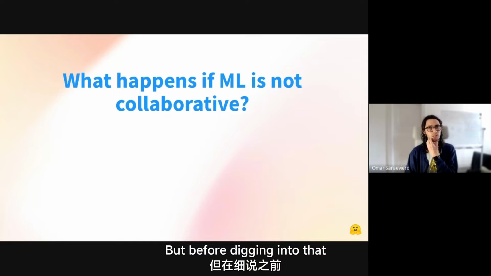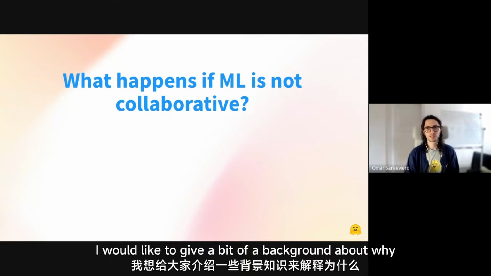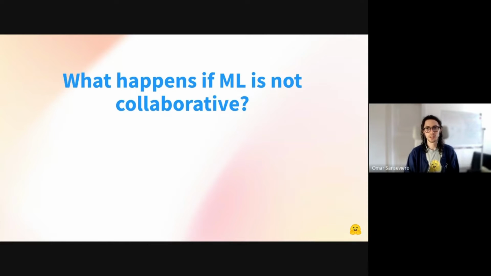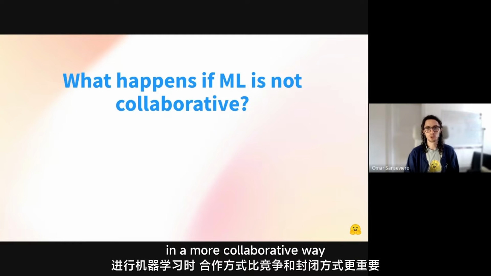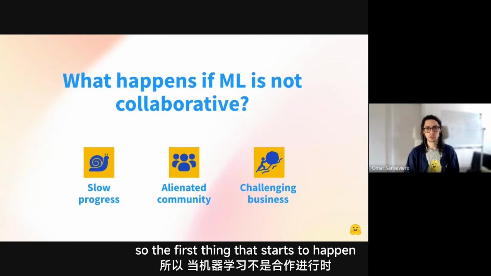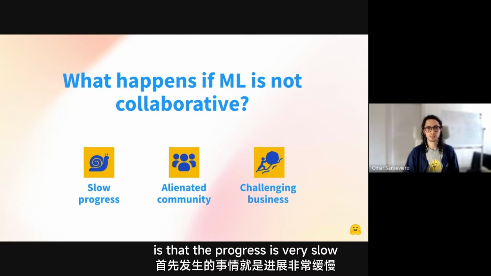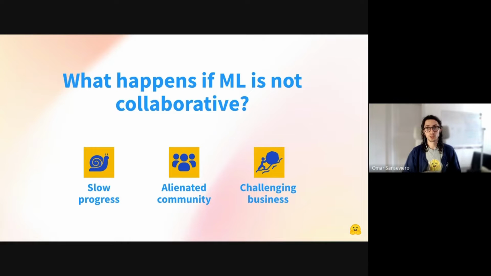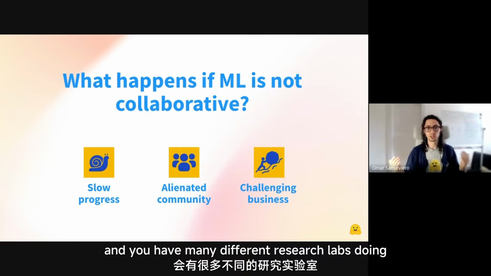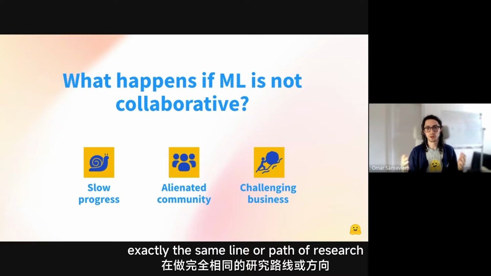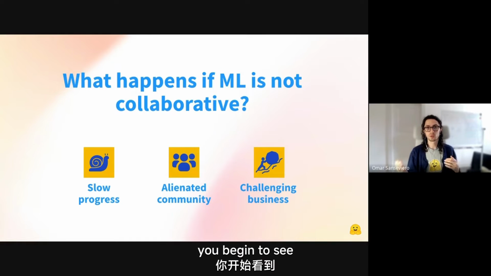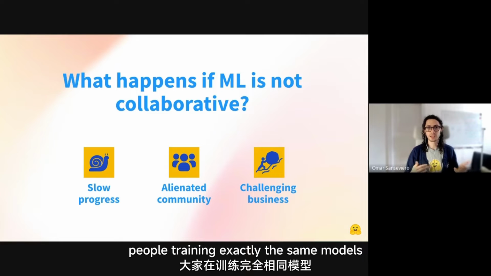But before diving into that, I would like to give a bit of a background about why it's important to do machine learning in a more collaborative way rather than competitive and closed. So the first thing that starts to happen when ML is not collaborative is that the progress is very slow. You have many people reinventing the wheel. You have many different research labs doing exactly the same line or path of research. You begin to see people training exactly the same models.